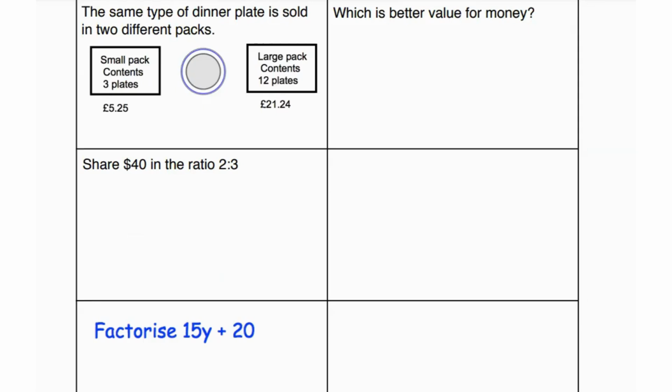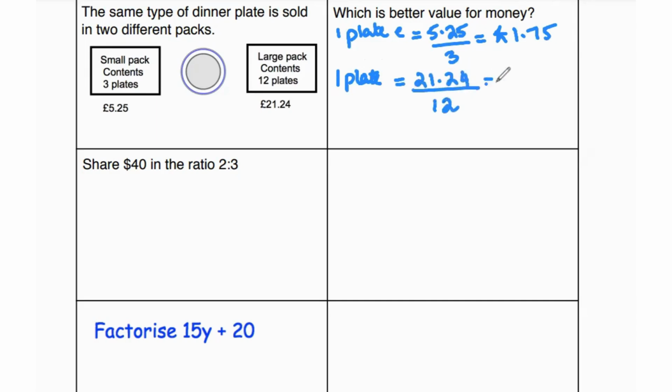So for the small pack, one plate is going to be 5.25 divided by 3, and that is going to give us 1.75 pounds. Then for one plate for the large pack, we will do 21.24 divided by 12, and that is going to give us 1.77 pounds. This is for small, this is for large. So as you can see, the small pack is offering a better deal because it's 1.75 per plate, but for the large pack, it's 1.77 pounds per plate. So better value is the small pack.